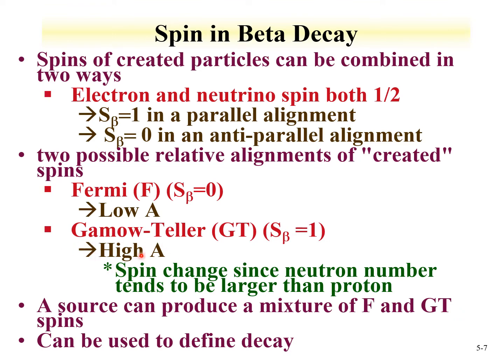If we examine low A isotopes, the number of protons is approximately equal to the number of neutrons. So if I swap a neutron to a proton state or a proton to a neutron state in the shell model, which we'll describe later, the occupied states are going to be about the same. The overall spin change will be 0. This isn't true for Gamow-Teller, where as I go higher in A, I tend to have more neutrons than protons. So if I take a neutron and convert it to a proton state, that spin change will be non-zero and tend to be on the order of 1. Sources can have a mixture of Fermi and Gamow-Teller spins. These spin types can be used to define the decays.